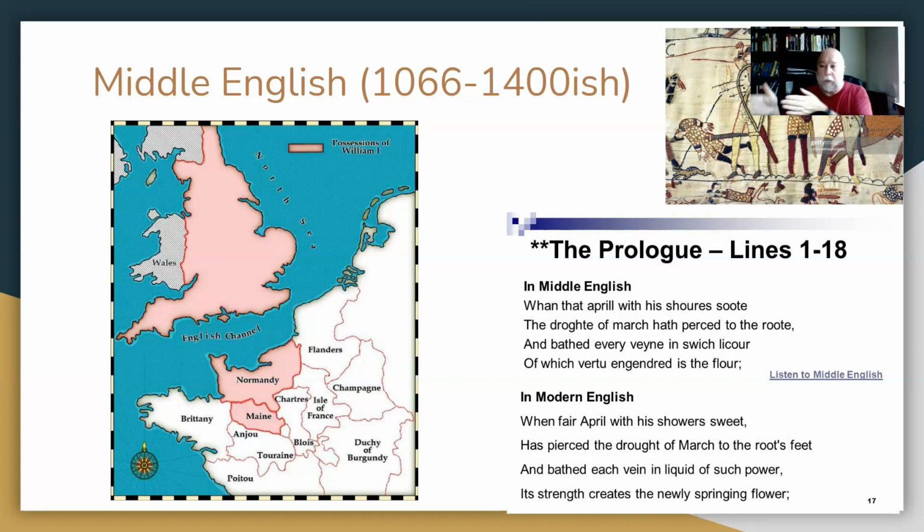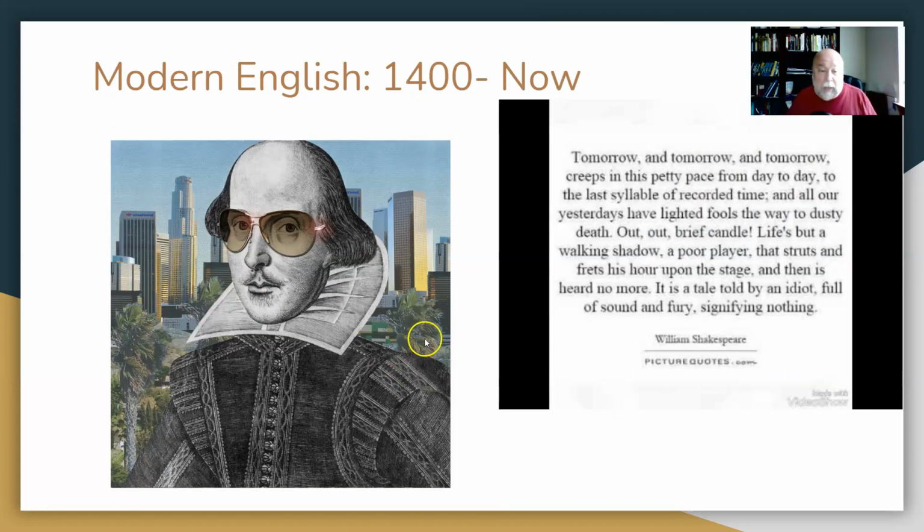How did we go from Old English to Middle English? What happened in 1066? Some of you, I bet you know. We're going to tell a story of that, and then how we get to, ta-da, Modern English. Yeah, Shakespeare. He's got some shades on there. He's a modern guy. And now listen to this.